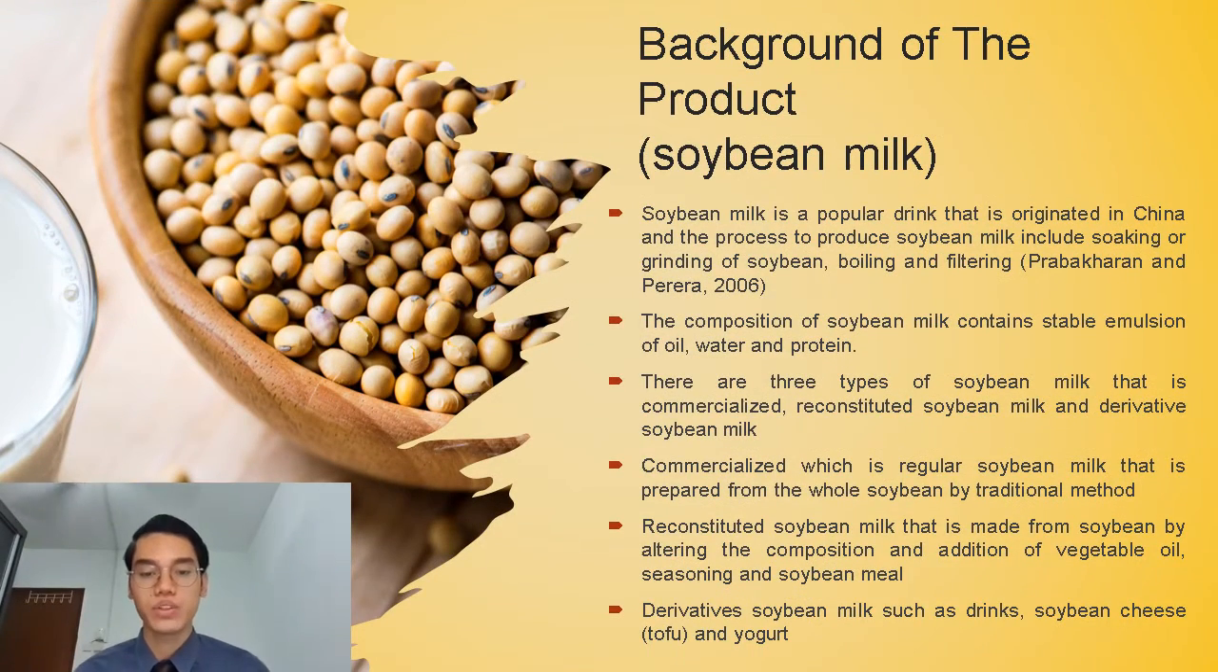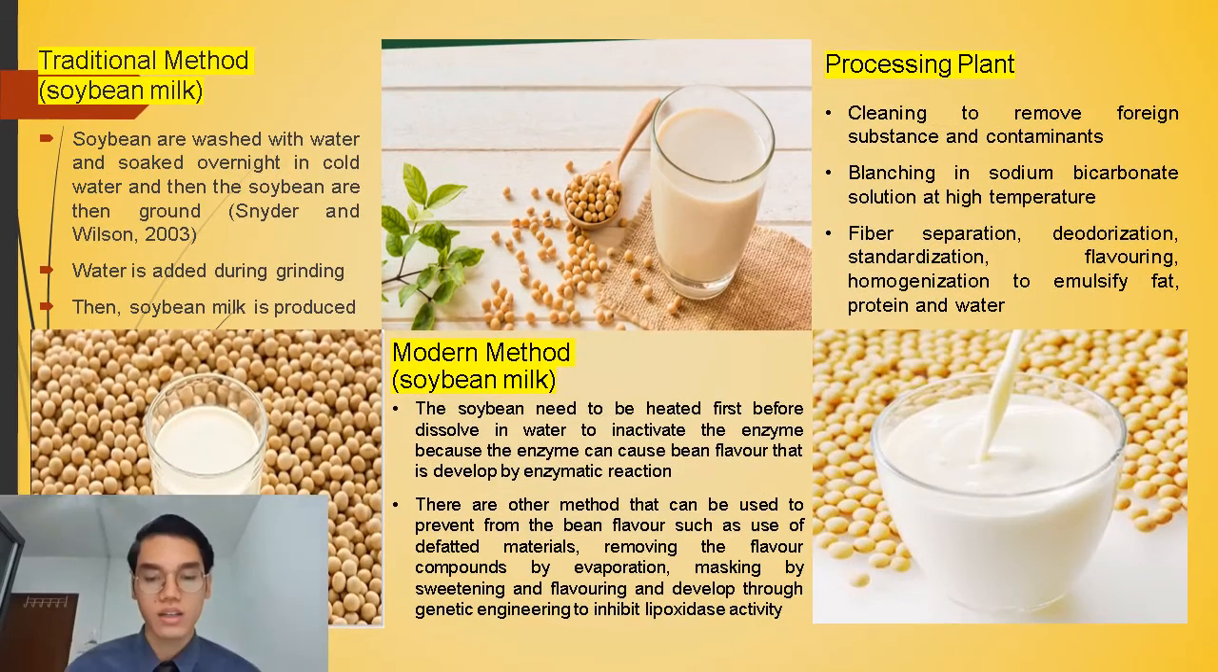Next is the background of soybean milk. Soybean milk is a popular drink that originated in China. The composition of soybean milk is a stable emulsion of oil, water, and also protein. In the traditional method, soybeans are washed with water and soaked overnight in cooled water, then the soybeans are ground. Water is added during grinding, then soybean milk is produced.